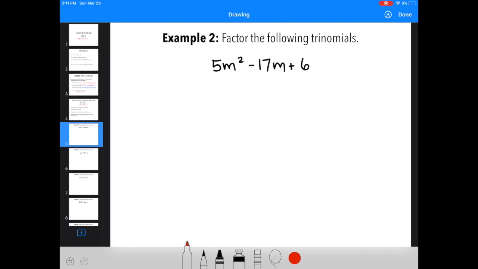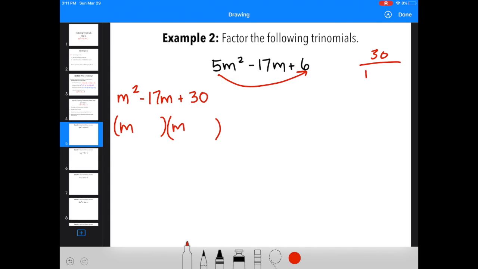I have 5m squared minus 17m plus 6, and I want to factor. My first job is to slide. So that 5 is going to come down here and multiply by 6. So I'm going to have m squared minus 17m plus 30. All right, so I have to think, what are my multiples of 30? And so I can get to negative 17. So I have 1 and 30, 2 and 15, 3 and 10, 5 and 6.